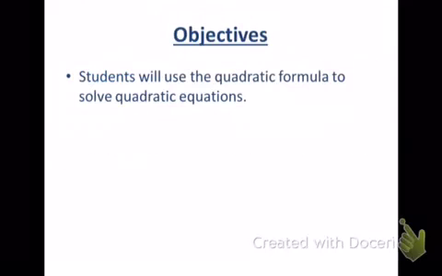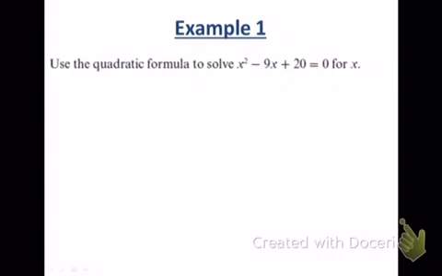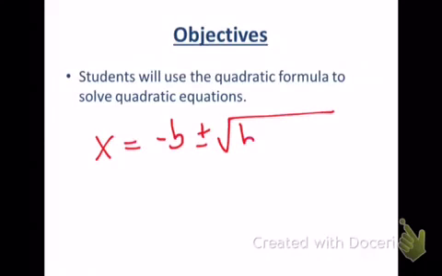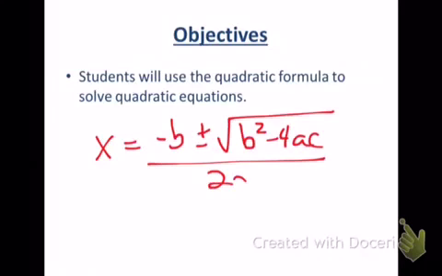Use the quadratic formula, and what we've just found is that the quadratic formula is x equals negative b plus or minus the square root of b squared minus 4ac all over 2a.